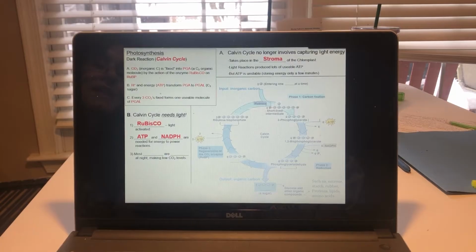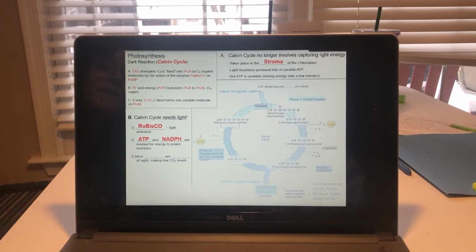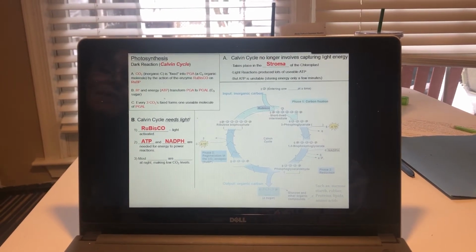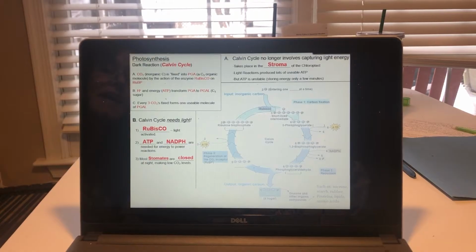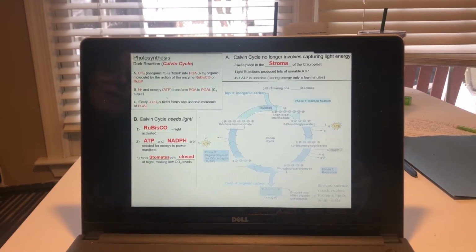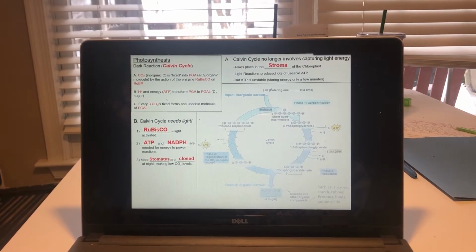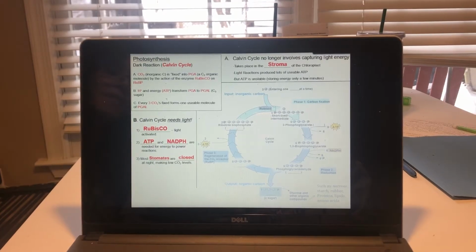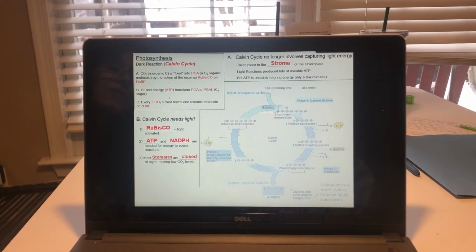that you need to power the reactions. And then also, if you remember from your leaf lab, you learned that most stomates are closed at night. So if the stomates are closed, carbon dioxide can't get into the plant cells and up to the palisade layer, so you're not going to be able to have enough carbon to produce sugar.